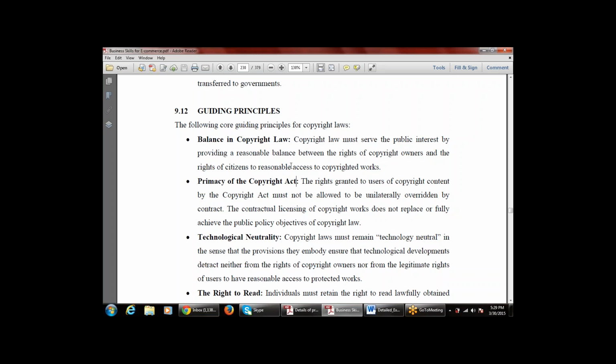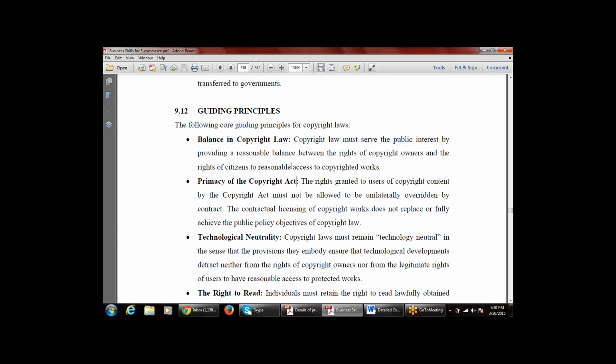There must be a reasonable balance in the copyright laws that serves the public interest. That is, the public interest means that it serves the common public by providing a reasonable balance between the rights of the copyright owner and the right of the citizens to reasonable access to copyright works. So the copyright laws must serve the public interest by providing a reasonable balance between the rights of the owner and the right of reasonable access to copyright works.